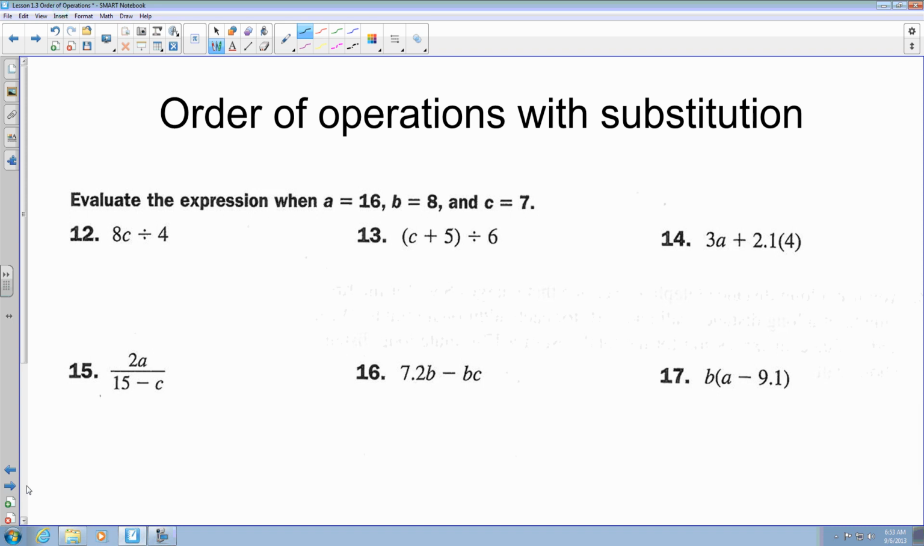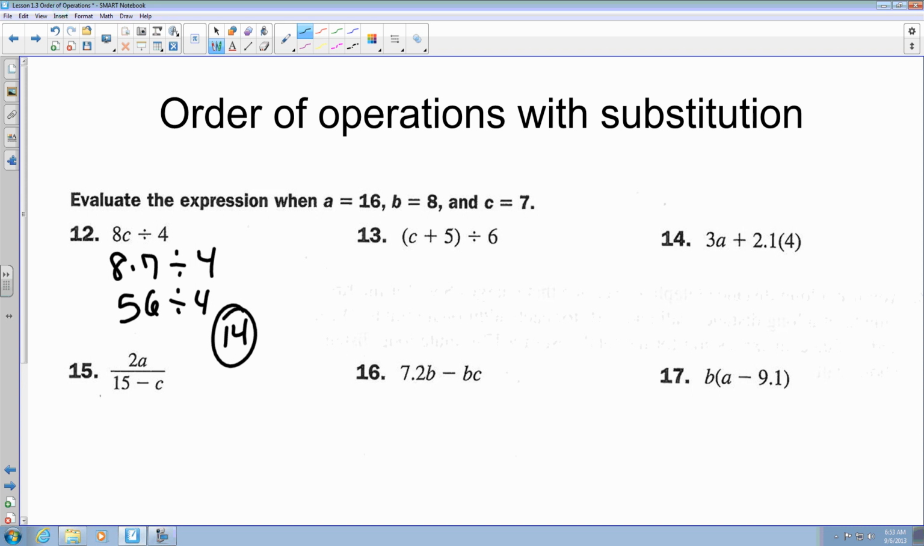So for 12, I got 8c divided by 4. C happens to be 7, so I'm going to replace that. So I got 8 times 7 divided by 4. Since it's just multiplication and division, I'm going to go from left to right. So this becomes 56 divided by 4, and that's going to give me 14.